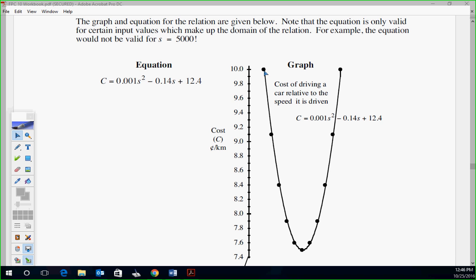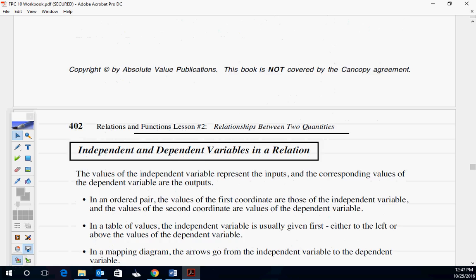You guys have this graph on there, right? Like you don't have to draw it? Okay, so this page is done.